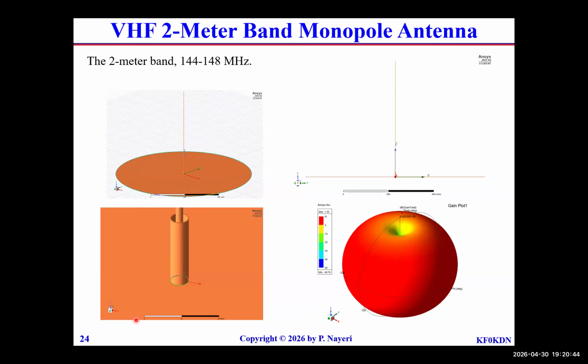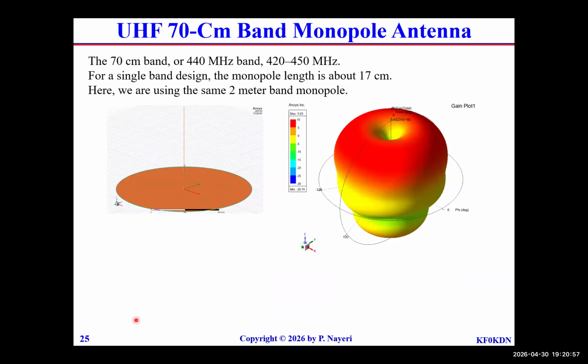Now, one thing that I really like about the UHF and VHF bands is that the 2-meter band and the 70-centimeter band have a very nice relationship. If I use the same feed and just go ahead and see the operation at the 70-centimeter band, this is the radiation pattern I'm getting.